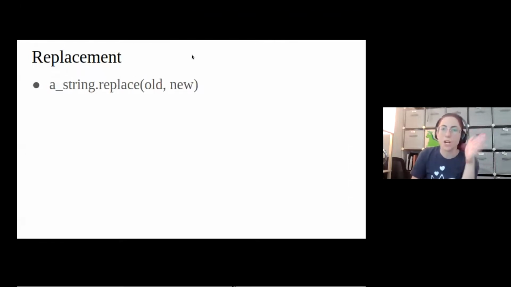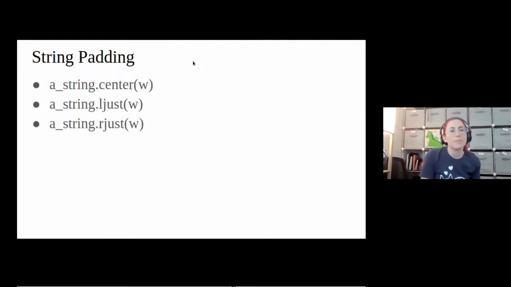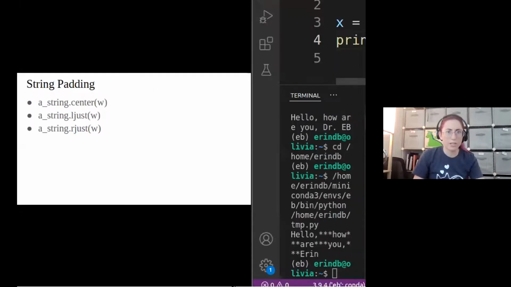So the first argument is going to be the string that we're looking for, and then the second argument that we put in is going to be what should go in that place for this new version of the string. Other things that exist are string padding. So let me move that in here as well.